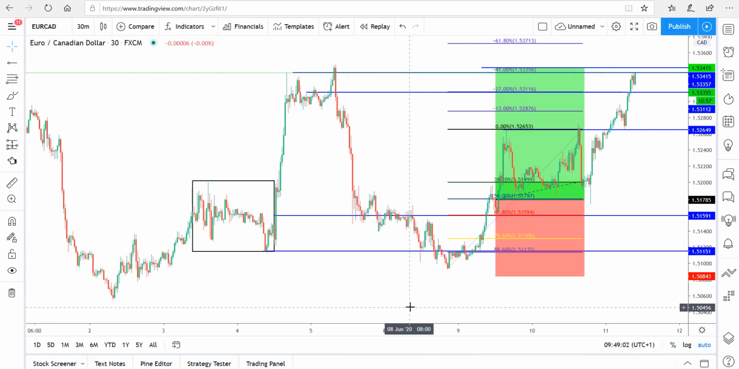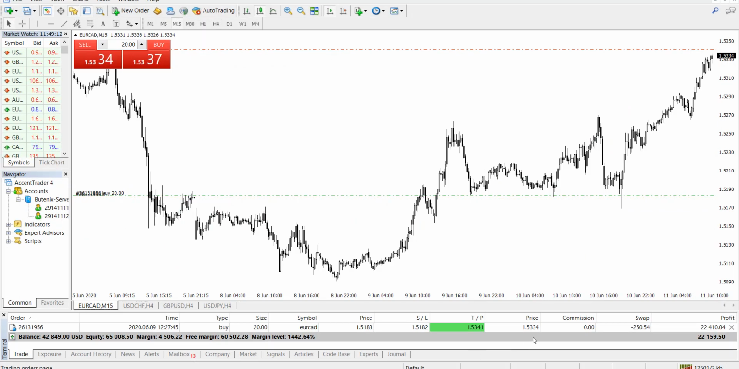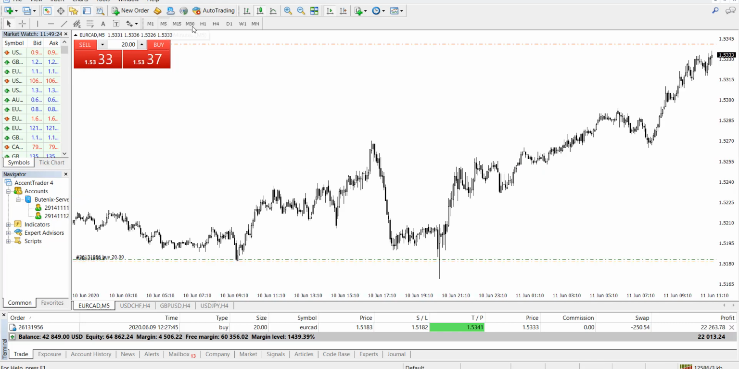Hello traders, as we can see, the market is still slowly climbing up to that profit level, and we're still just about 8 pips from the take profit level. Let's see if the market is going to give us the take profit level in the next few minutes. Let me put it on the 5-minute chart and see.